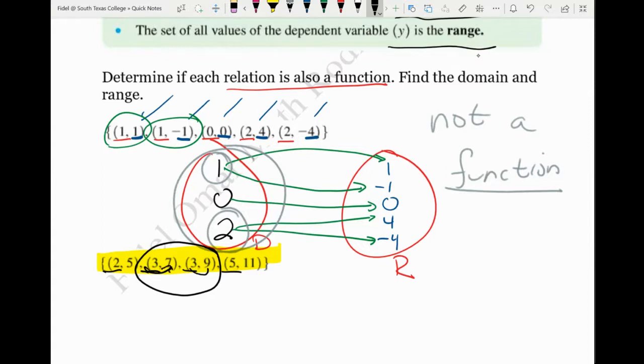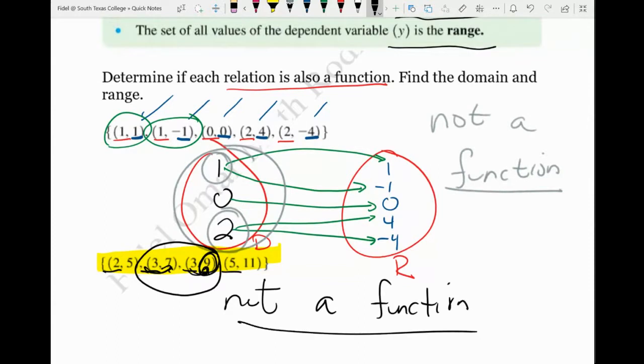So we're going to say here, this again is not a function, right? It's not a function because the domain values are cheating, right?